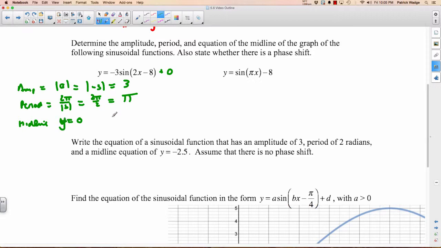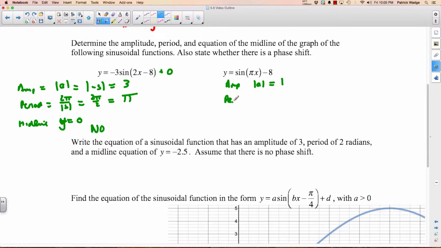All the points are at y equals 0. So is there a phase shift? No, because it has the same midline as the mother function. Okay, this one, the amplitude, which is the absolute value of A. What's the A value here? I don't see anything. It's 1, so your amplitude's 1.